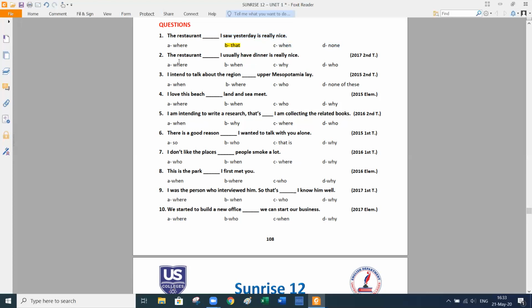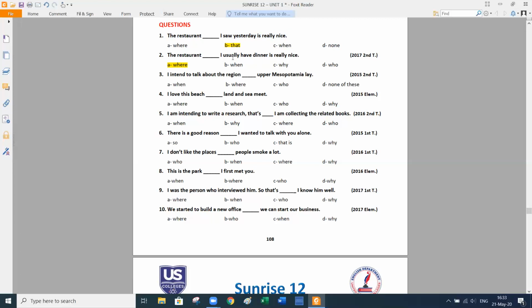And the second example is a ministry exam question. It should be easy. As I said, the restaurant blank I usually have dinner is really nice. The restaurant where I usually have dinner. So ask the question to yourself, like, where do I usually have dinner?